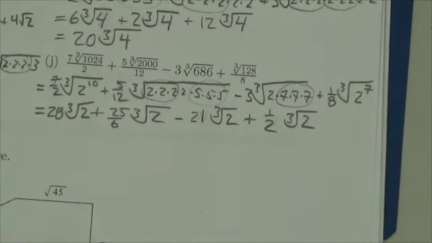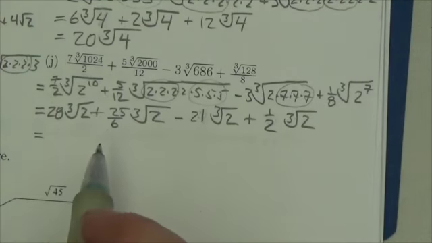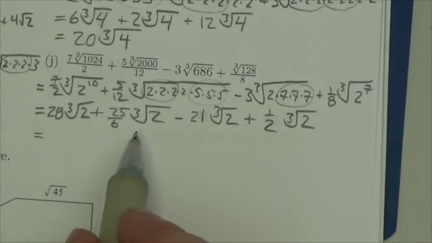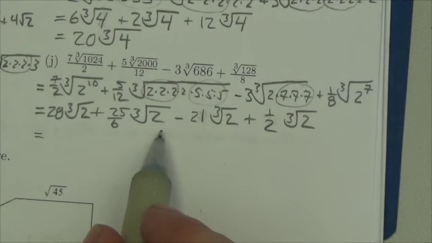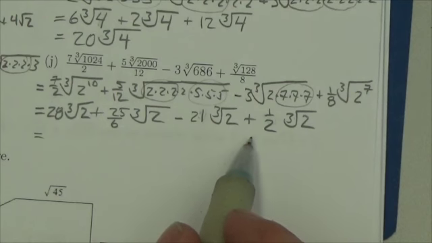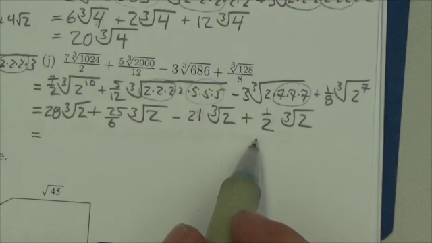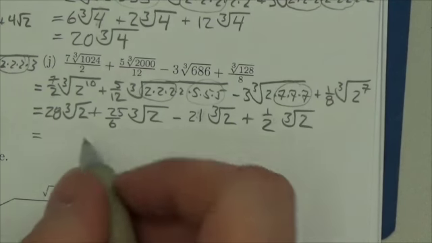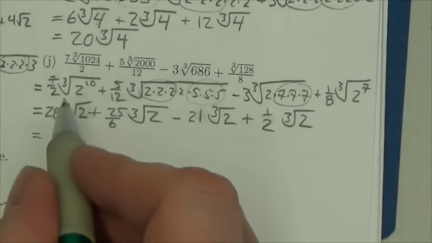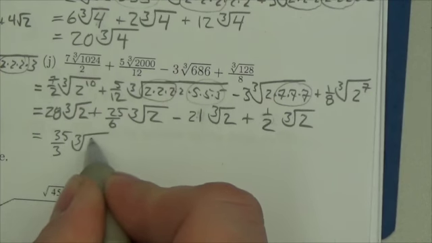Okay. So now, look at that. All of these are cube roots of 2. So I've got 28 cube roots of 2. And I'm going to add 25/6 cube roots of 2. Then I'm going to subtract 21 cube roots of 2. And then I'm going to add half of a cube root of 2. Now, I like leaving things as fractions here, so looks like the denominator here is going to be 6, but it will simplify down a little bit. This is going to end up being 35 thirds cube roots of 2.